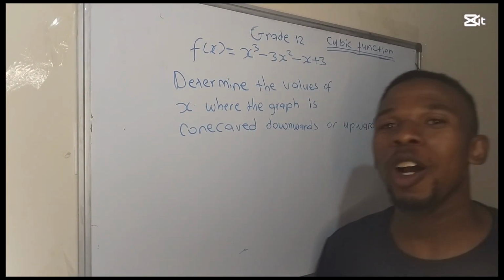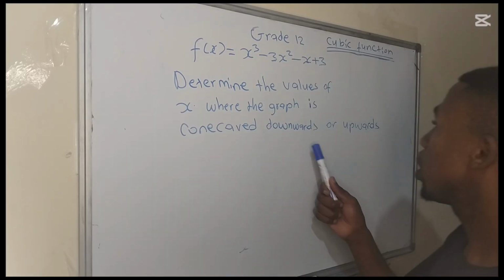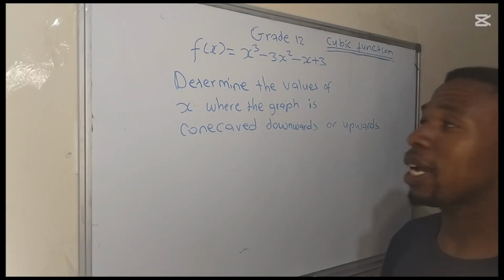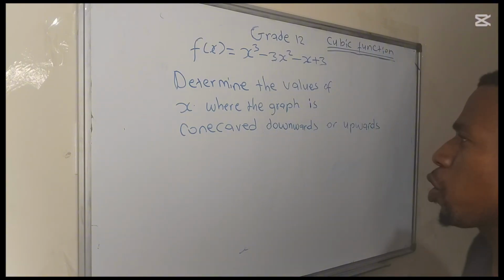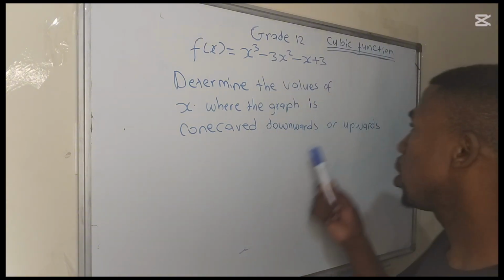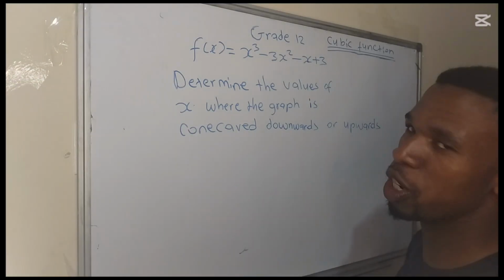Hey guys, today I'm going to show you how to answer the question that says determine the values of x whereby the graph is concave downwards or upwards. So you just need to expect either of the two. Sometimes the examiner will just say determine the values of x whereby the graph is concave upwards instead of downwards. So you just need to familiarize yourself with such questions.